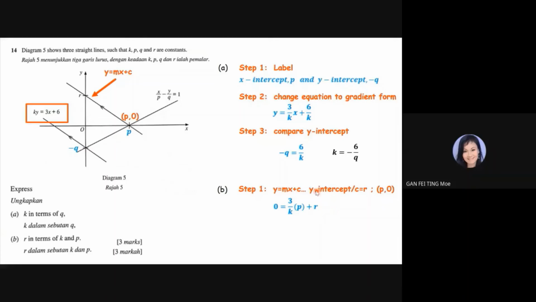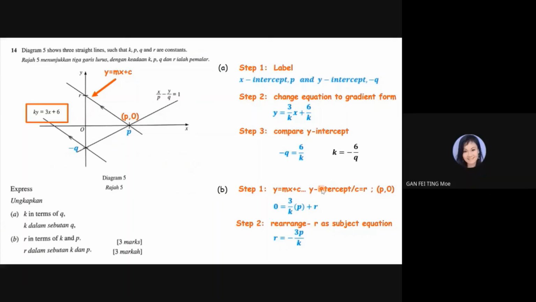Fine, done. So what is your R? Rearrange, make R the subject of the equation. Finally, you got the answer. R equals to negative 3P over K. Done. 4 marks in your hand. Oh, sorry, 3 marks in your hand. Okay, this question is 3 marks.